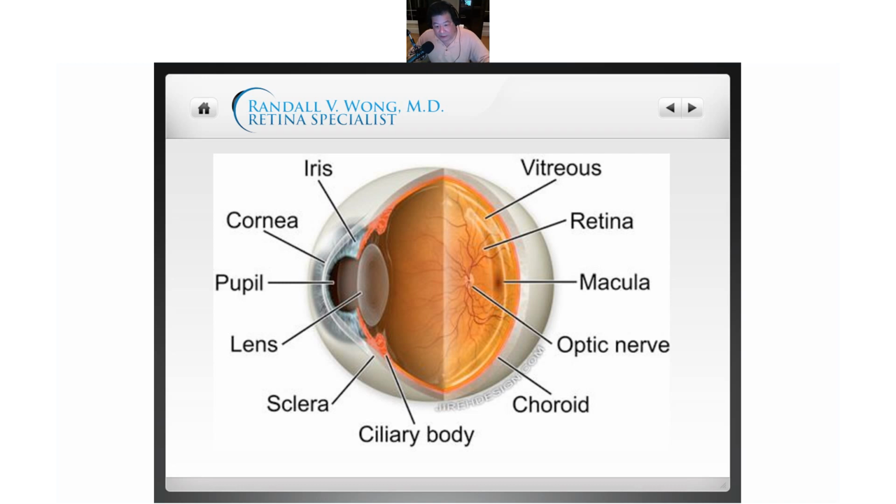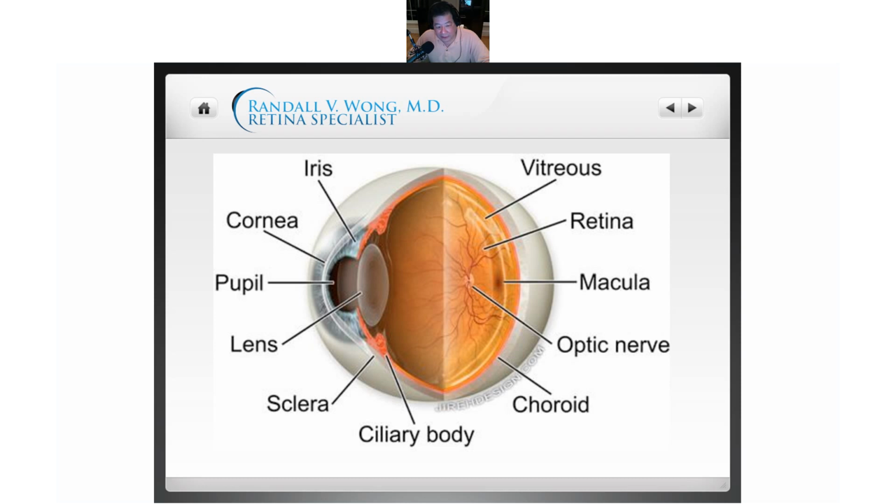What I want to do today as a warm-up is simply talk about normal eye anatomy. We just have four or five slides to go through, and this will hopefully give you an idea of what we're talking about when we communicate about the eye. I'm going to go from the left, or the front of the eye, to the back.